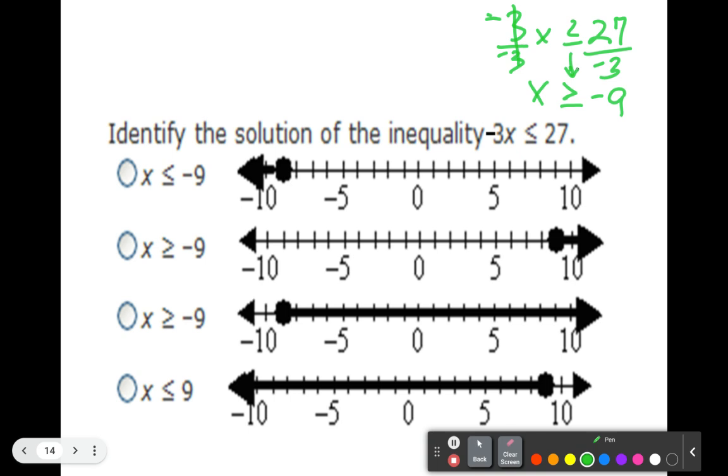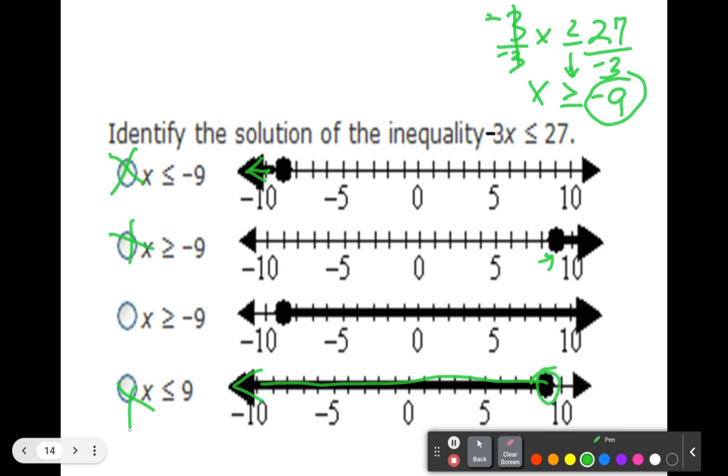So now let's look at the graph. It can't be A because this is less than -9. And always make sure that your circle is where your number is at. So my circle should be at -9. This circle here is at +9, so it can't be this one. And once again, at D, my circle is at +9, so it can't be D.